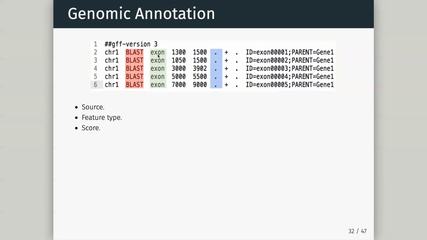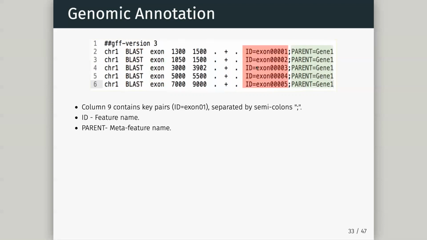UTRs, exons, CDSs, that's what we might have in this feature type here. Gene, transcript, we can have that in here. And then we have, yeah, the score column here. Here I have no scores assigned.